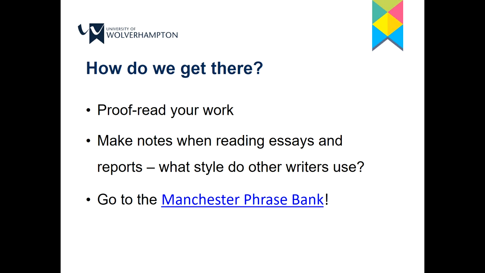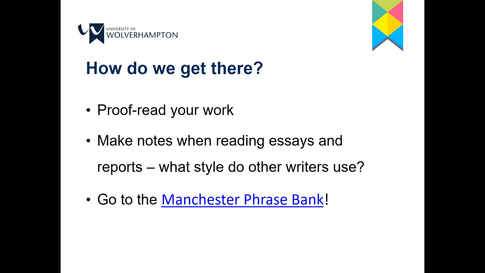Another way of developing your academic style is to have a look at how other writers say things. So while you're doing your background reading and research, obviously it's important to look at what someone is saying, but also take the time to look at how they're saying it. Different subjects have different styles, so if you've got some key writers in your field, ask yourself, how are they phrasing things? What vocabulary are they using? How are they getting their point across? And then try and emulate or copy that style.